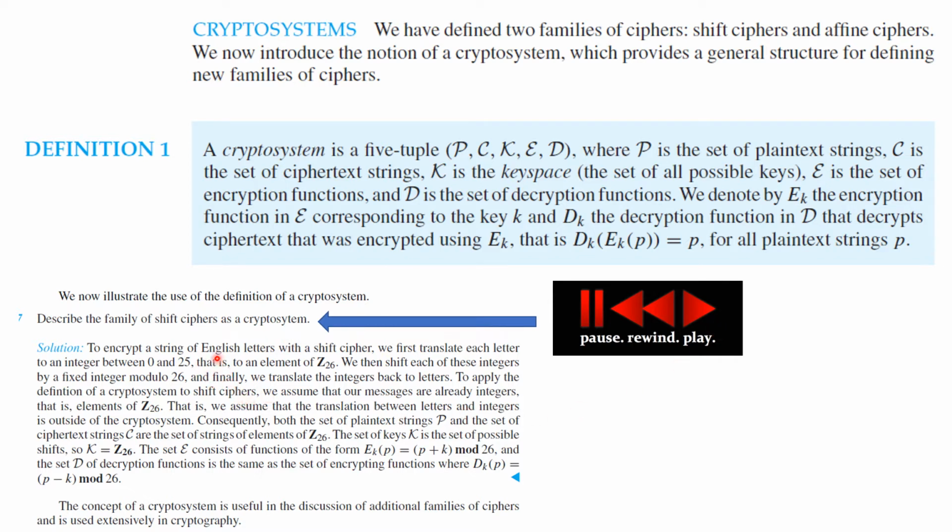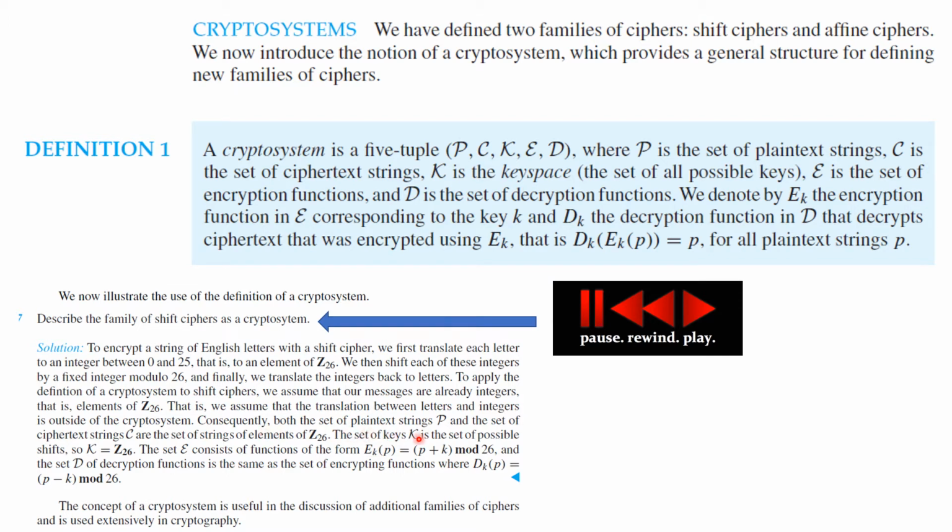Well, okay, to encrypt a string of English letters with a shift cipher, we first translate each letter to an integer between 0 and 25, that is, to an element of Z sub 26. We then shift each of these integers by a fixed integer modulo 26, and finally we translate back to letters. To apply the definition of cryptosystems to this shift cipher, we assume our messages are already integers. That is, the messages are elements of Z26. So we assume the translation between letters and integers is outside of the cryptosystem.